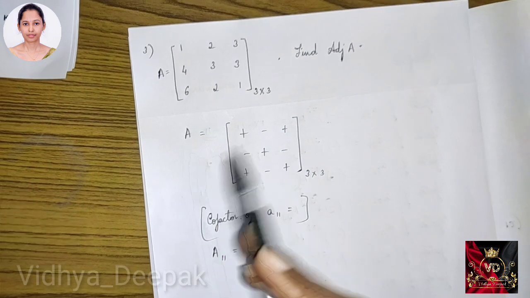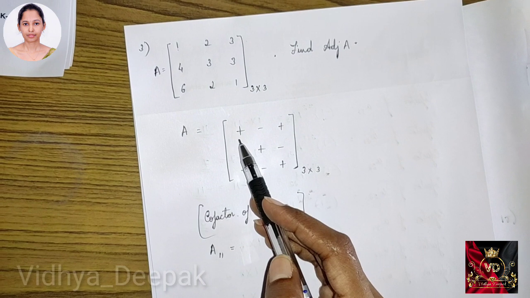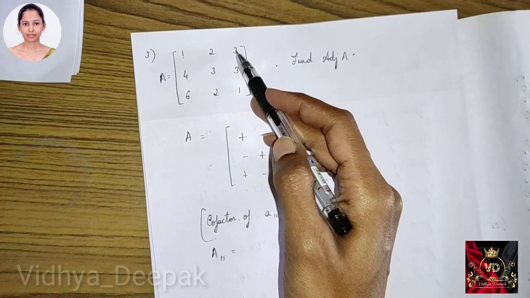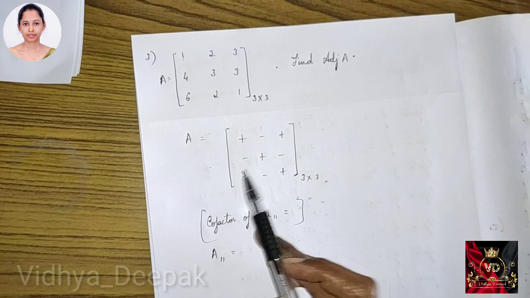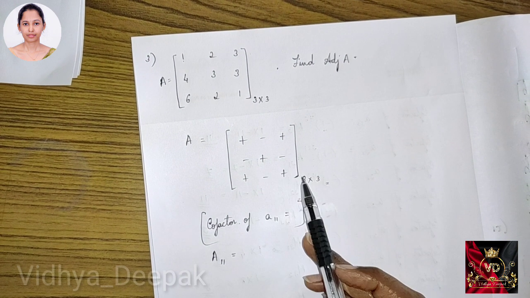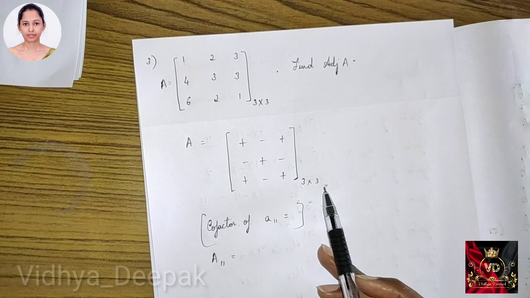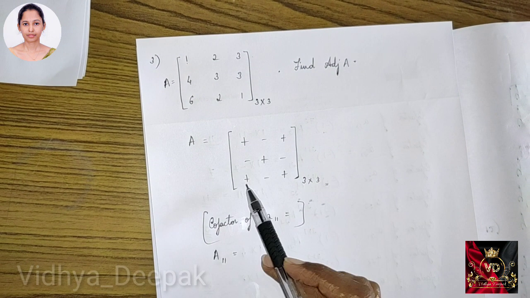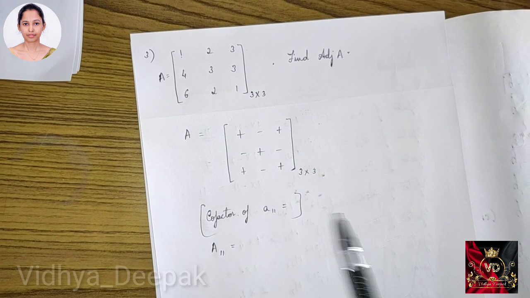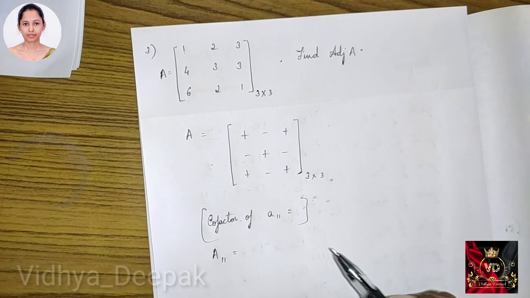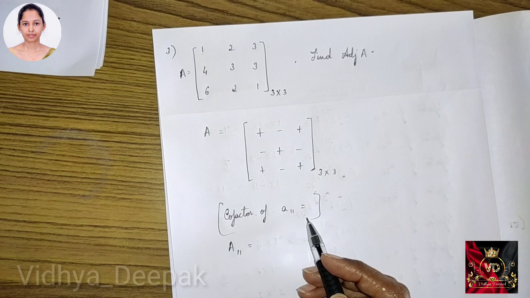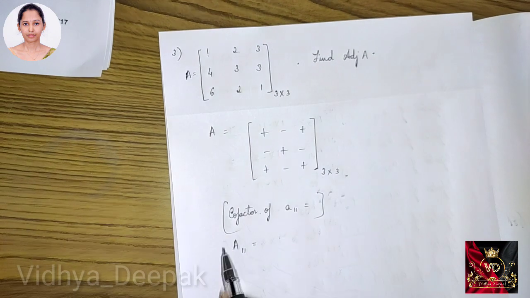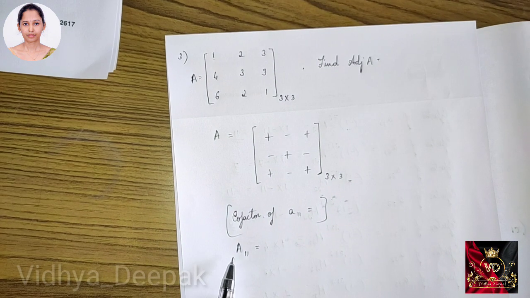So in the first element we'll always take a positive sign. Second, A12 is minus, A13 is plus, that is plus minus plus, minus plus minus, plus minus plus. So for 3 cross 3 it is like this. It will start with plus here, it will start with minus here. Again it will start with plus, again it will start with minus. It goes on like that. Okay. So here, instead of writing cofactors of A11, you can write directly capital A. This is matrix A, that's why capital A11. If it was B11. Okay.